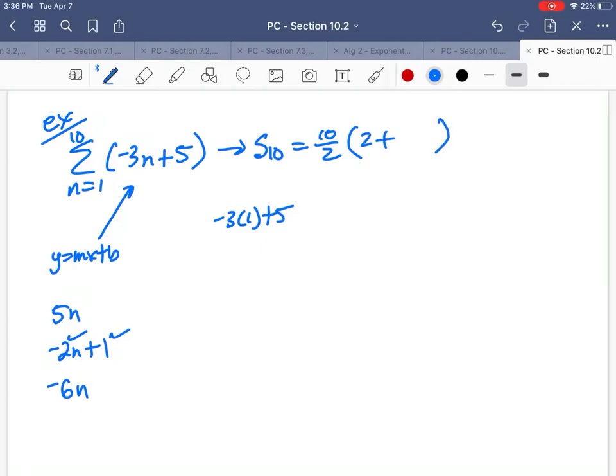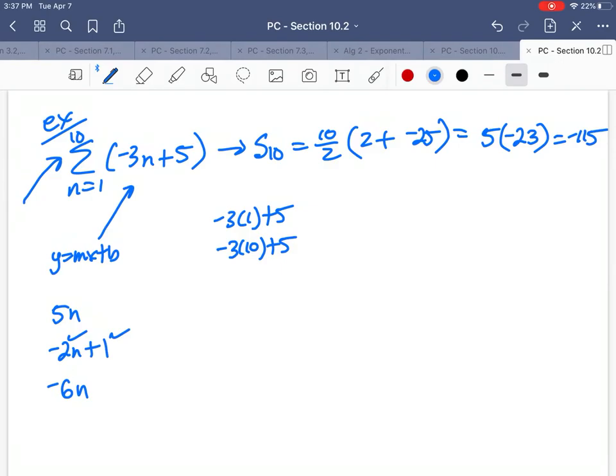Plus, now I need an, the 10th term, the last term in this little series written out here. If I plug in 10, I get negative 3 times 10 plus 5. So negative 30 plus 5 would be negative 25. And of course, by now you could have also put this in your calculator, but say you weren't allowed to use your calculator. So I get 5 plus negative 23, so I get negative 115.